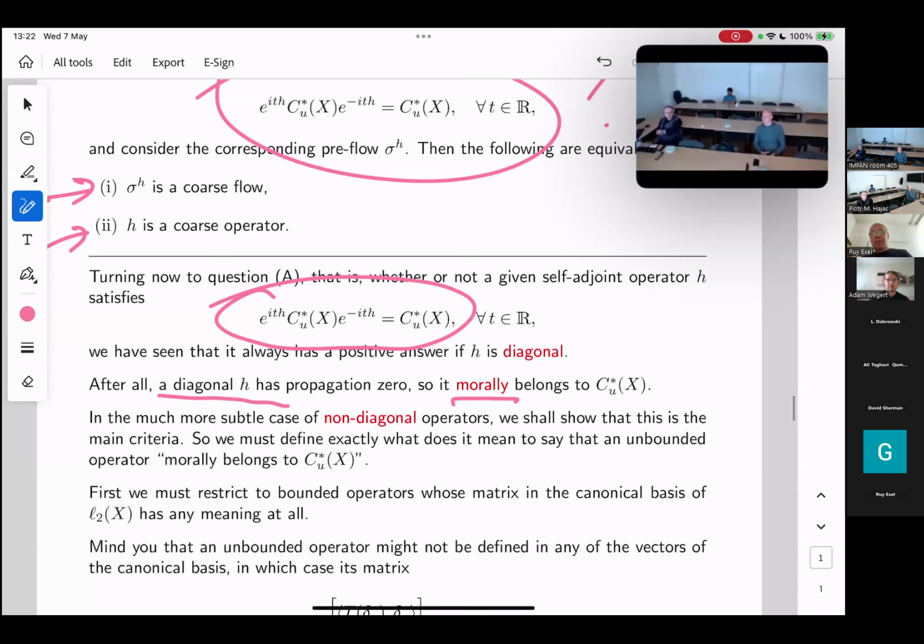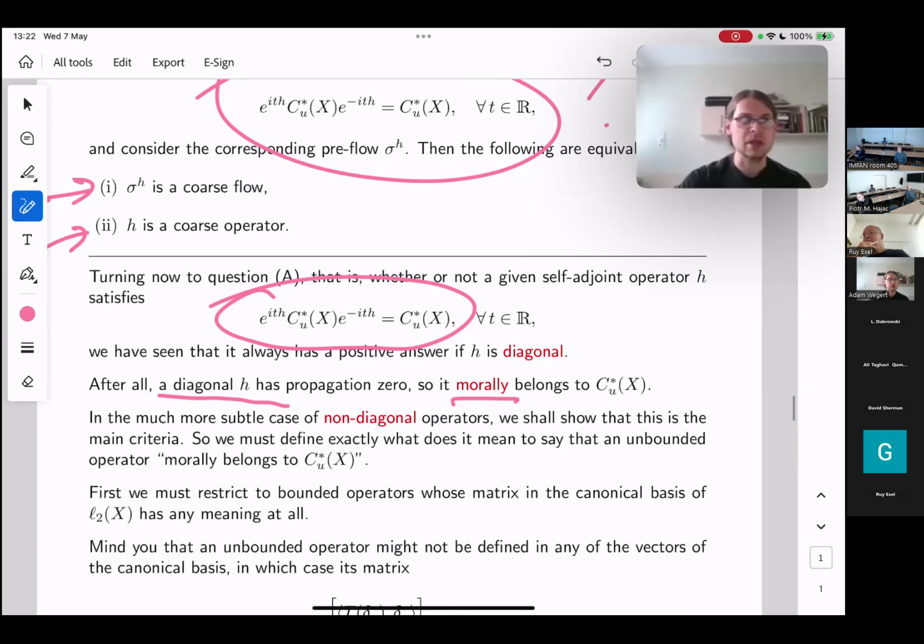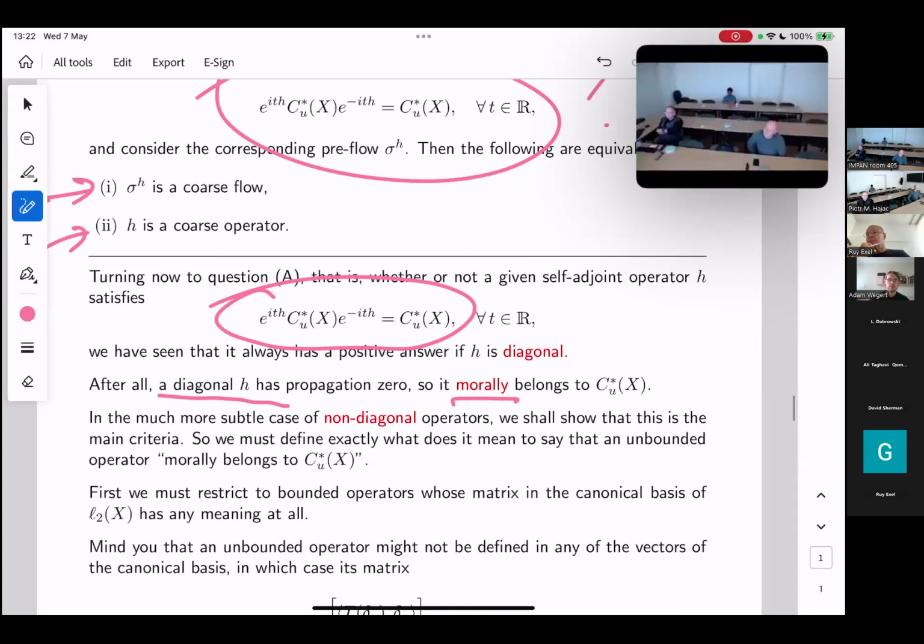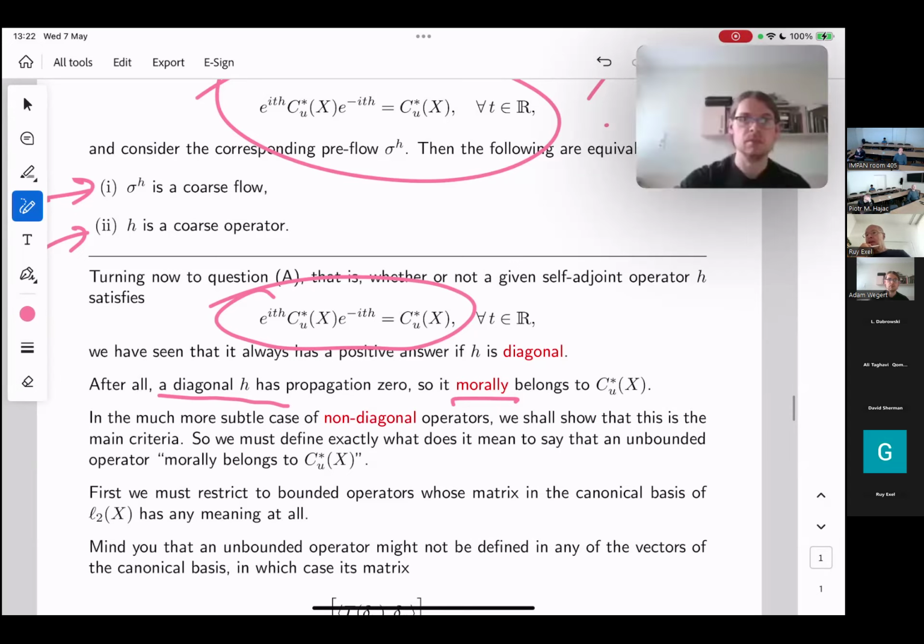It is very much similar to the notion of an operator affiliated with a von Neumann algebra. Yes, exactly. That's a very good analogy, but not technical, right? Because technically, an operator is affiliated to a von Neumann algebra if its spectral projections belong to the algebra. But here, at least we haven't studied it from that point of view. You will see what our definition of morally is.